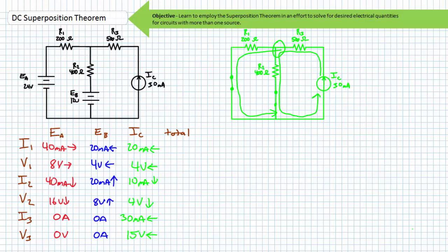Given these current figures, Ohm's law can be used to solve for the voltage drop across each individual element, where R1 is determined to have a 4-volt drop, positive to negative, right to left. R2, from the perspective of the IC current source, is perfectly in parallel with R1. Voltage drop across elements in parallel is the same. V2 will be 4 volts, with a polarity positive to negative, top to bottom. R3 will have a 15-volt drop, positive to negative, right to left.